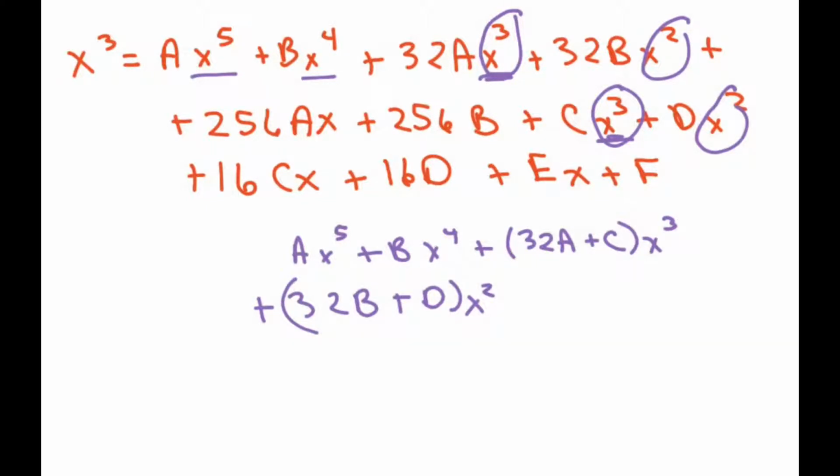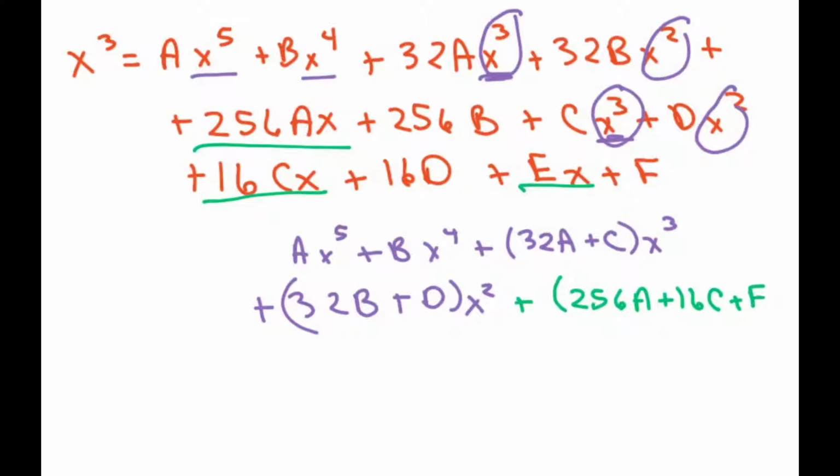and then group my x's together. My x's are here. Let's see, have an x there, 1 here. We have 3 of them. So that's going to be plus (256a plus 16c plus e) to the x power, and then your constants. Your constants have no x's in them, so that's going to be plus 256b plus 16d plus f.